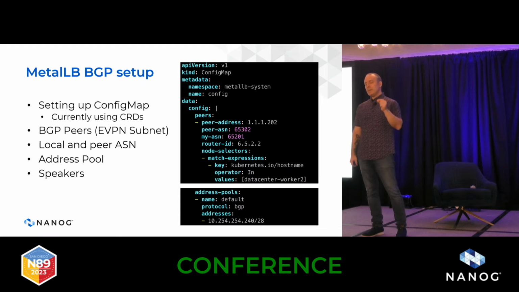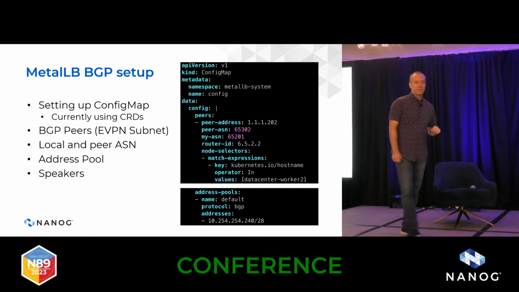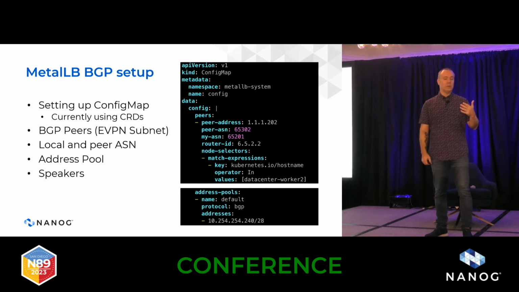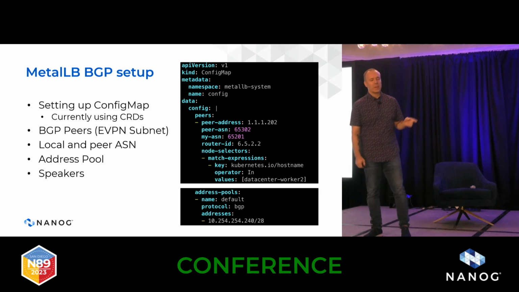Remember, sometimes in one leaf you can have more than one worker connected to the same leaf, and in that case you want to use the same ASN for that peering, right? Because of that, I'm using labels. All the worker nodes in Kubernetes use labels, so you can identify those workers using labels. And you can also set up your address pool for your load balancer service.